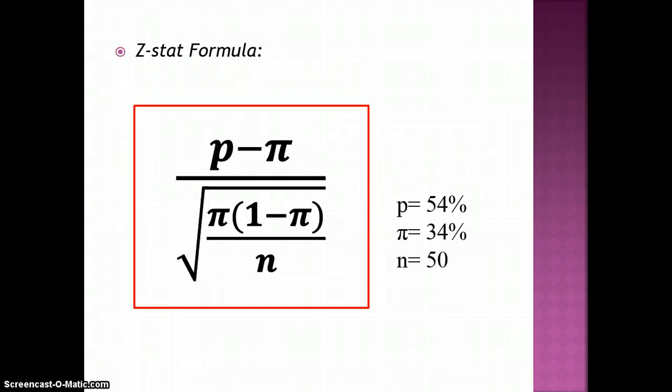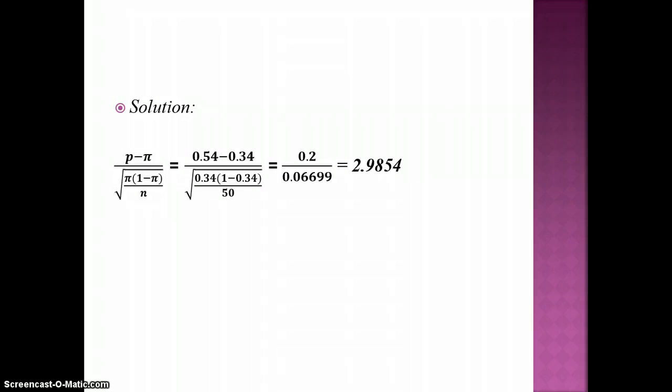If we look at our z-stat formula now, we can see it is P minus pi over the square root of pi times 1 minus pi over n, where P is equal to 54%, pi is equal to 34%, and n is equal to 50. We managed to calculate all these values on the previous slides. If we look at the solution, we changed our percentages into decimals, so the 54% became 0.54 and the 34% became 0.34. In the end, we end up with a z-stat value of 2.9854.